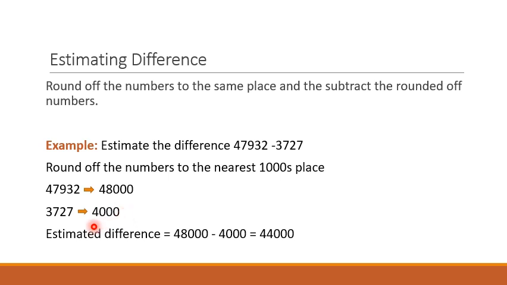So here what are the rounded off numbers now? 48,000 and 4,000. Now I will estimate the difference. This estimated difference is the difference of rounded off numbers, not the actual numbers which I had earlier. I find the difference of the rounded off numbers. So here 48,000 minus 4,000. What I get is 44,000. So this is my estimated difference.